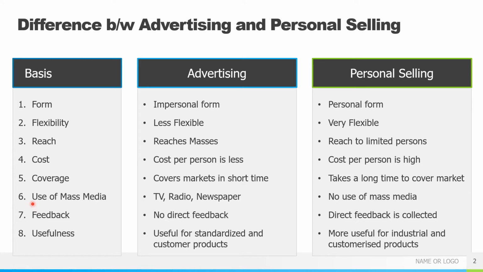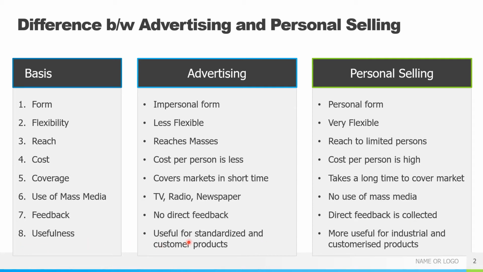What are the means of mass media used for these two? TV, radio, newspapers can be used for advertising, but there is actually no use of mass media in personal selling. A person always contacts his buyers personally, so there is generally no use of mass media involved. Feedback. In case of advertisements, advertisers can never get real feedback in real time, but in case of personal selling, direct or personal feedback is achieved directly and immediately after the contact with the buyer.